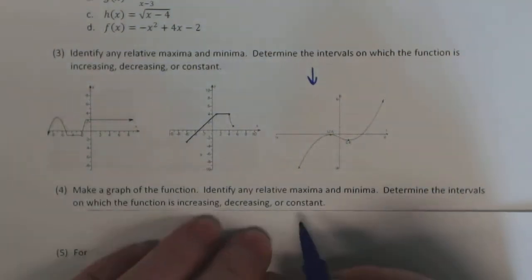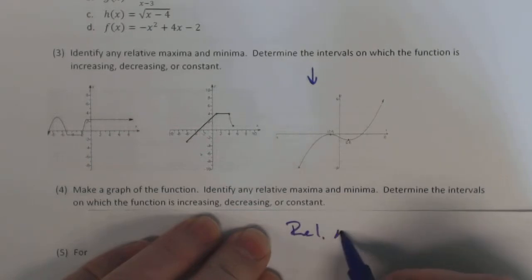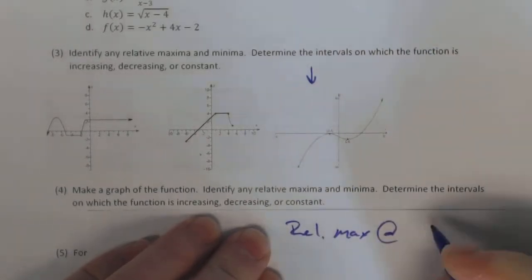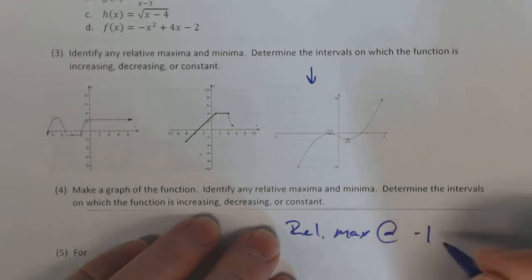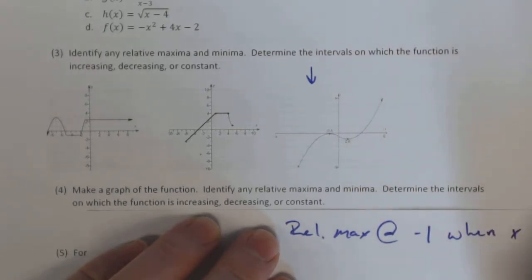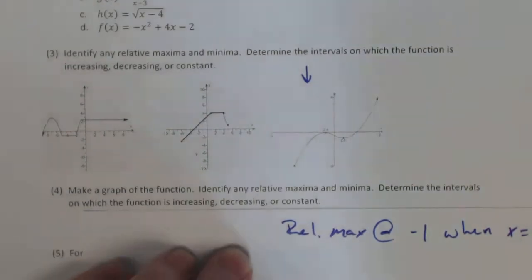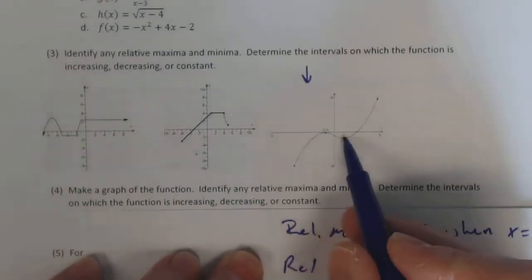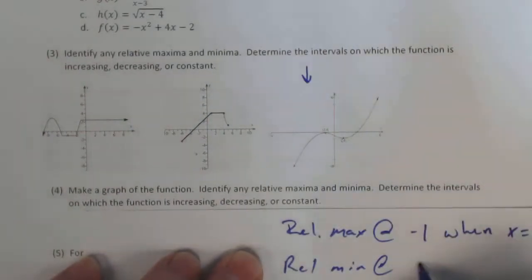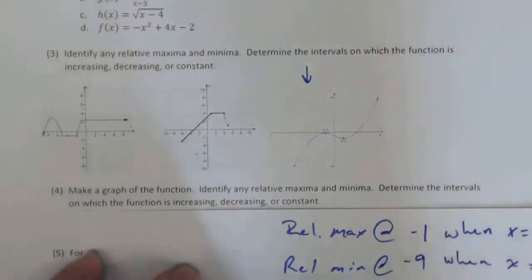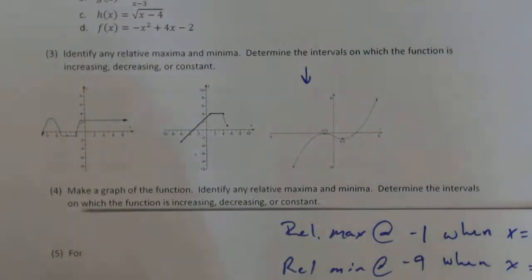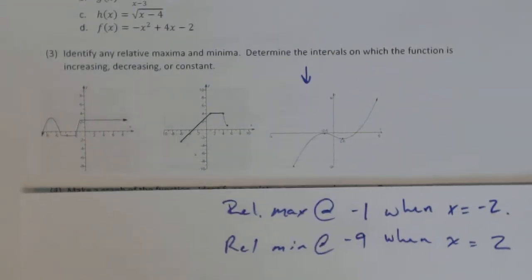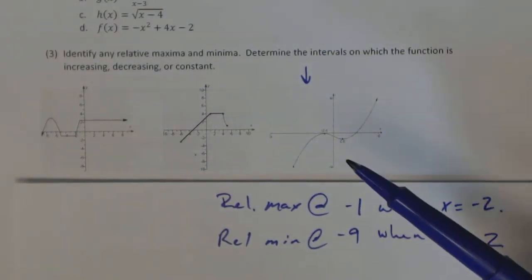So this would be, we have a relative max at -1 when my x value is equal to -2. Then I have a relative minimum at -9 when x equals 2. All right. That's how I would write that relative minimum and maximum.